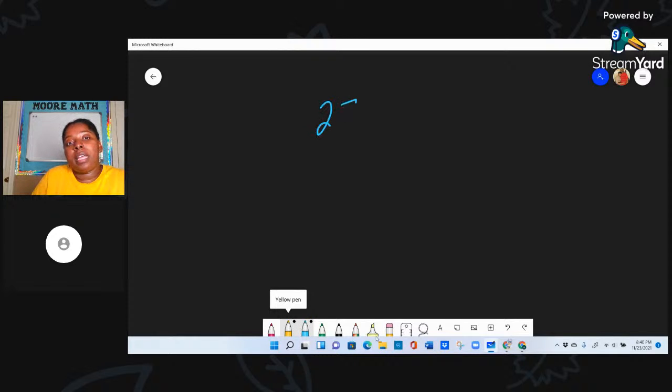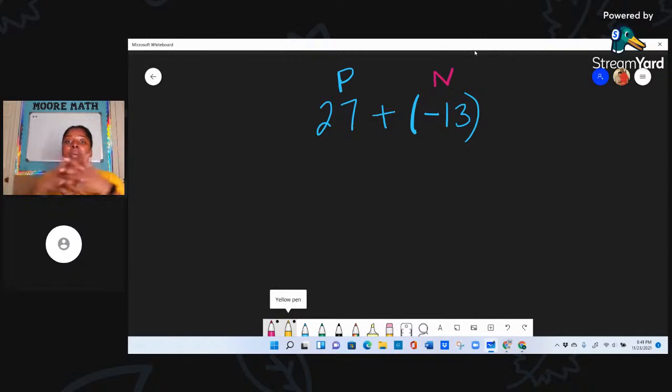Okay. 27 plus -13. Okay. So are we going to add these two together or are we subtracting? Subtracting. Good. And why are we subtracting? Because there's a negative. Good. A negative and a positive. And when negatives and positives get together, what do they do? Cancel out. They cancel each other out. So we got to take out those 0 pairs. Okay. So now let's do 27 minus 13.